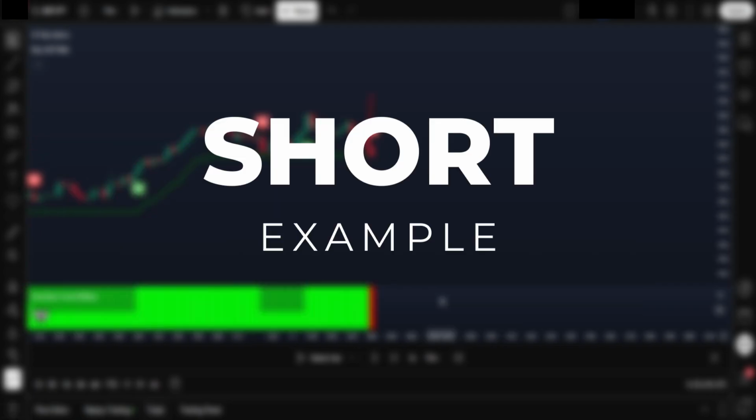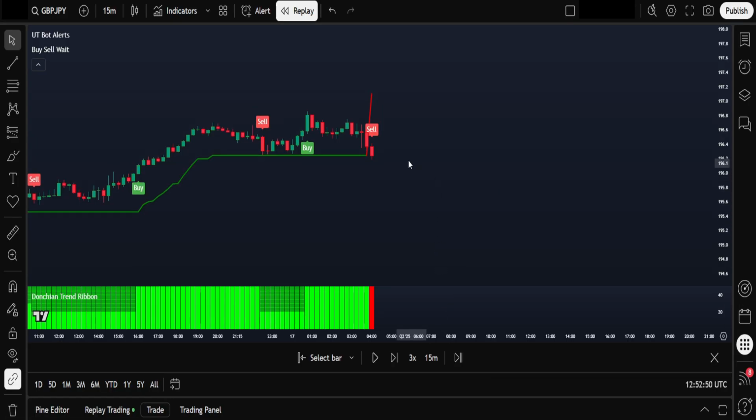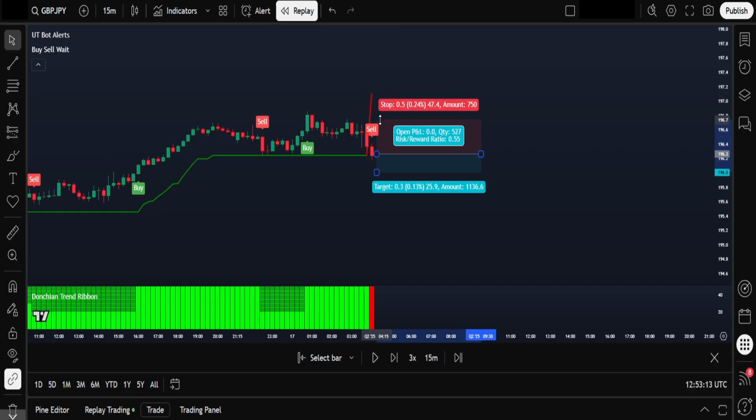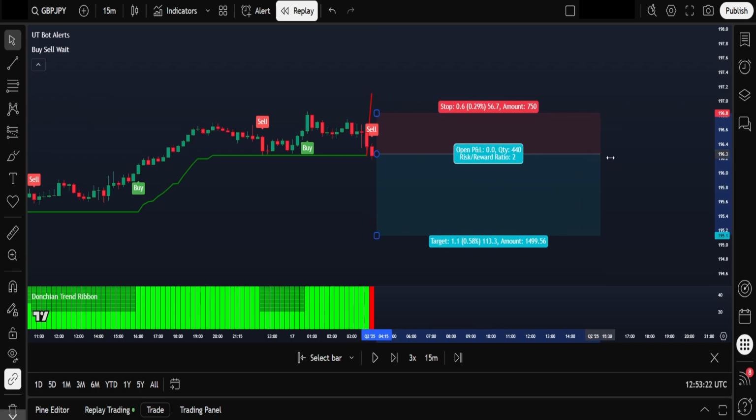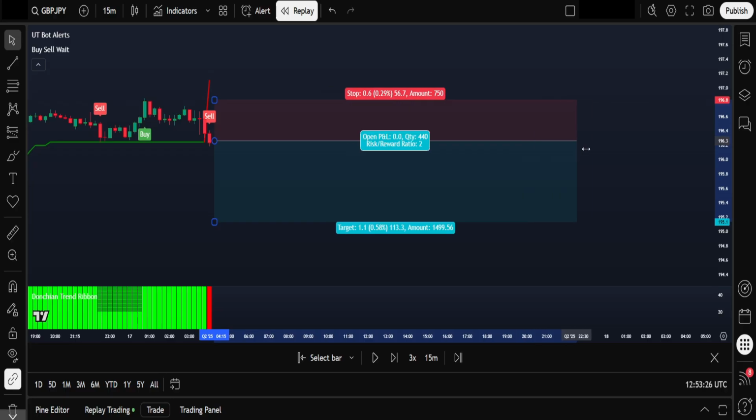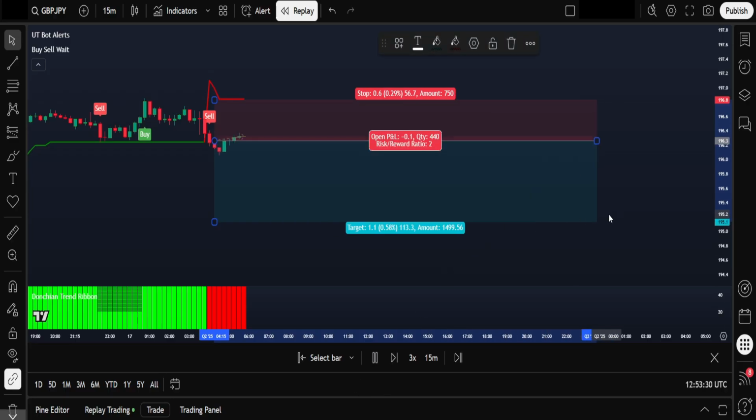Short example. Think lower high into a trend shift. The ribbon had been green, then turns red and holds red. The trend CI turns red as internal pressure flips to sellers. We wait for the first UT bot sell while both remain red. We let the candle close and enter short on the next open. The stop goes above the most recent swing high. The target is 2R. Two common outcomes follow: a steady slide to target with the ribbon and trend CI staying red, or a snapback that tags the stop.